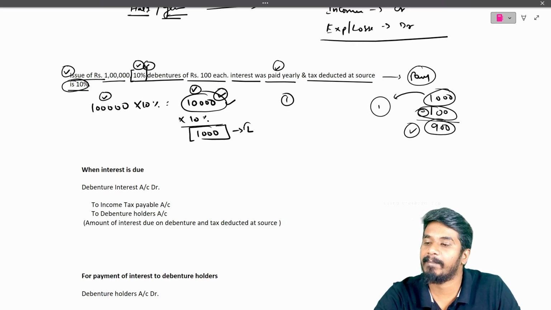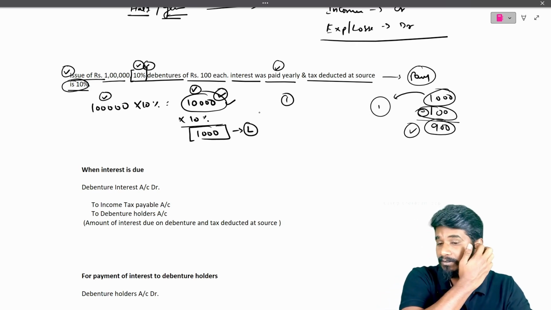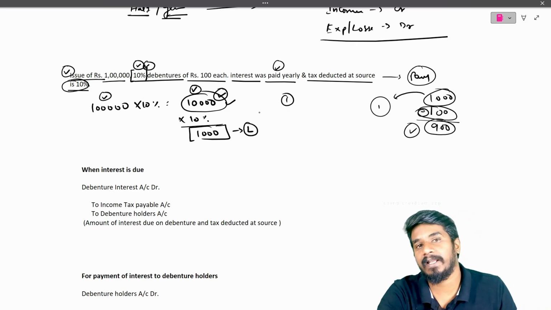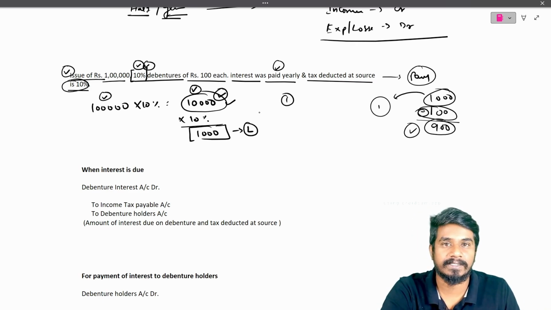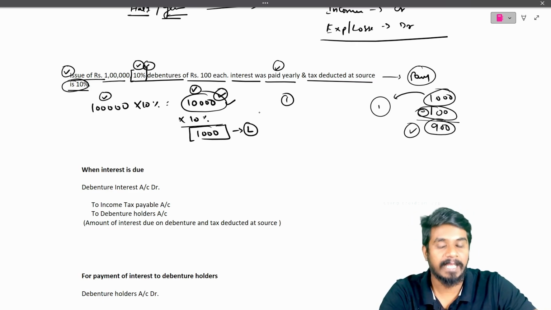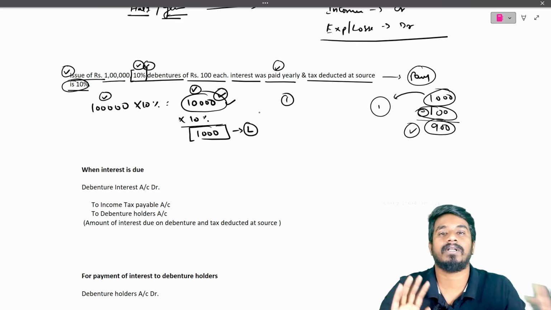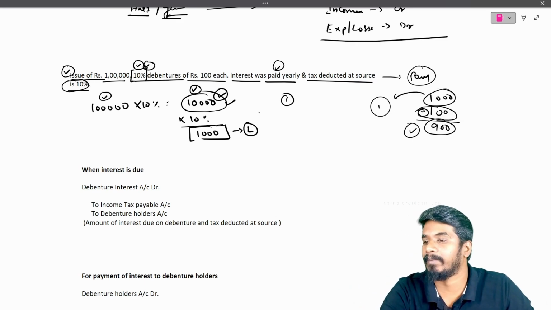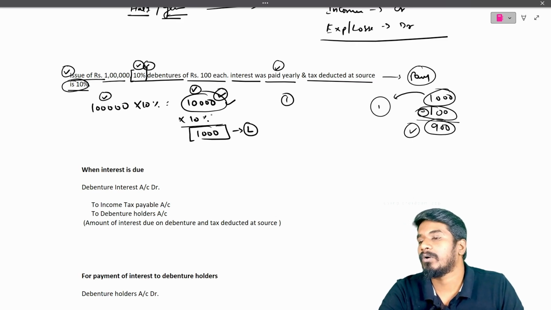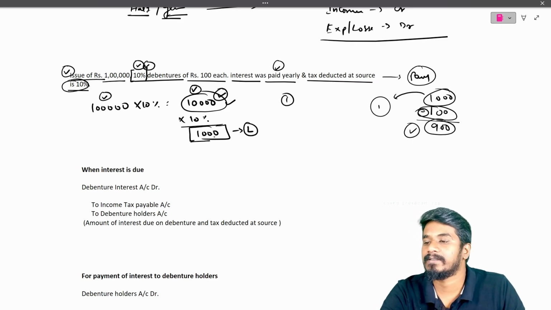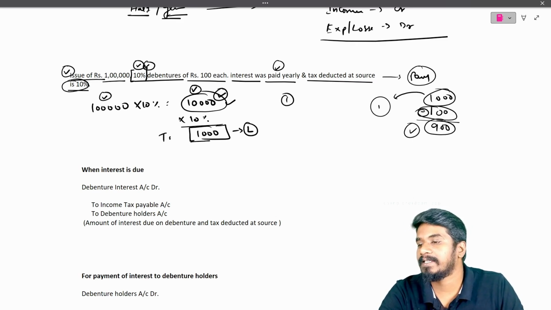It is a liability, obviously, correct? The company is collecting from the debenture holders, or at the time of payment they are deducting it and remitting it to the government. So it is a liability, correct? Okay, fine. 1,000 rupees is the tax and 10,000 is the interest.